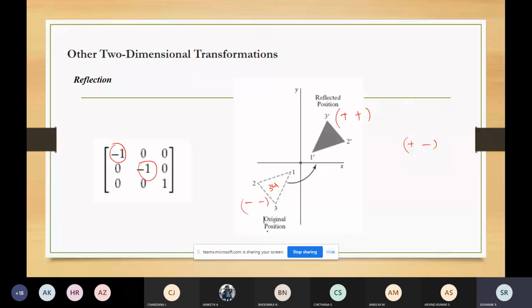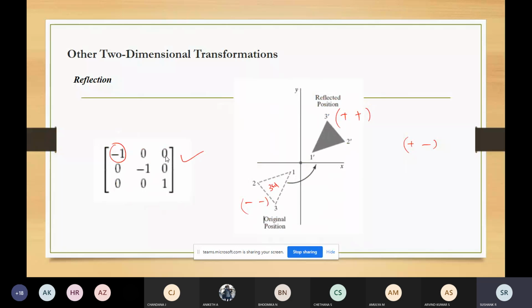You can obtain what we call this. Here, this is perpendicular to the xy plane, and the matrix which will represent this reflection is given by this one. So this is the third scenario.